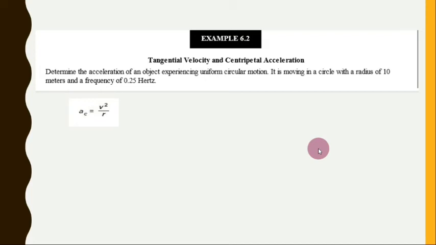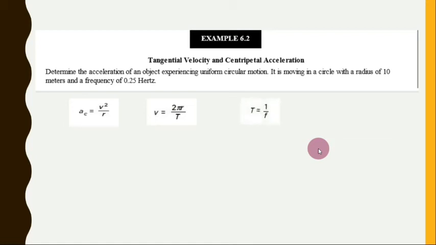Let's write the formula for centripetal acceleration. Here it is, equals v squared over r. The radius is given. V squared is not given. So what can we do? We want to find the tangential speed. So we write the formula for tangential speed: 2 pi r over period. Okay, I have the radius, I don't have the period. How can I find the period?